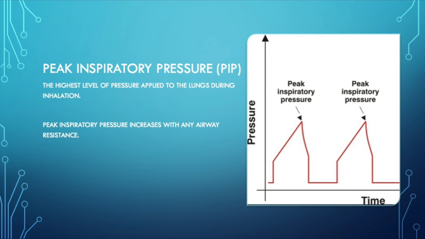Peak inspiratory pressure, or PIP, is the highest level of pressure applied to the lungs during inhalation. Peak inspiratory pressure increases with any airway resistance. Normal patients, when ventilated at normal tidal volumes, will have PIPs of 25 to 30 centimeters of water. However, some patients with lung compliance issues may show pressures of 30 to 40 centimeters of water. Interestingly, one retrospective study has shown that barotrauma occurred in 8% of patients with a PIP of above 50 and 43% of patients with a PIP above 70.